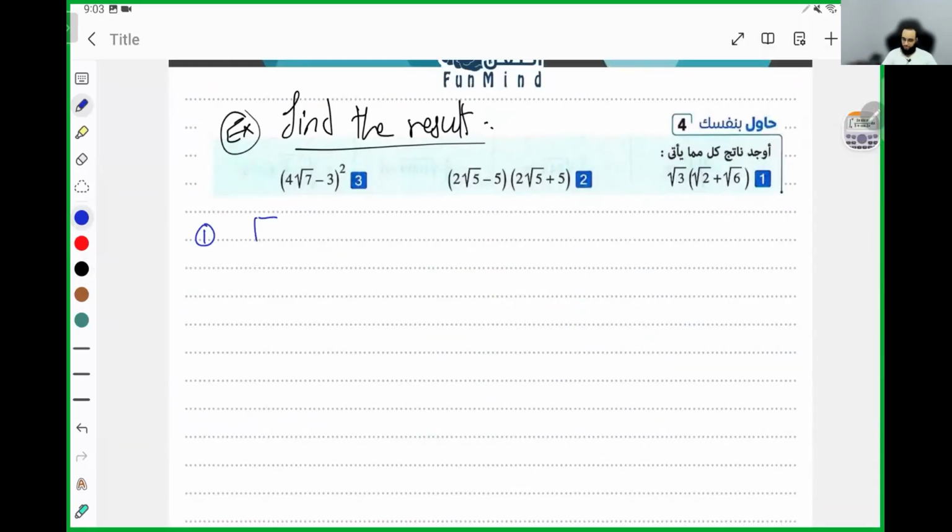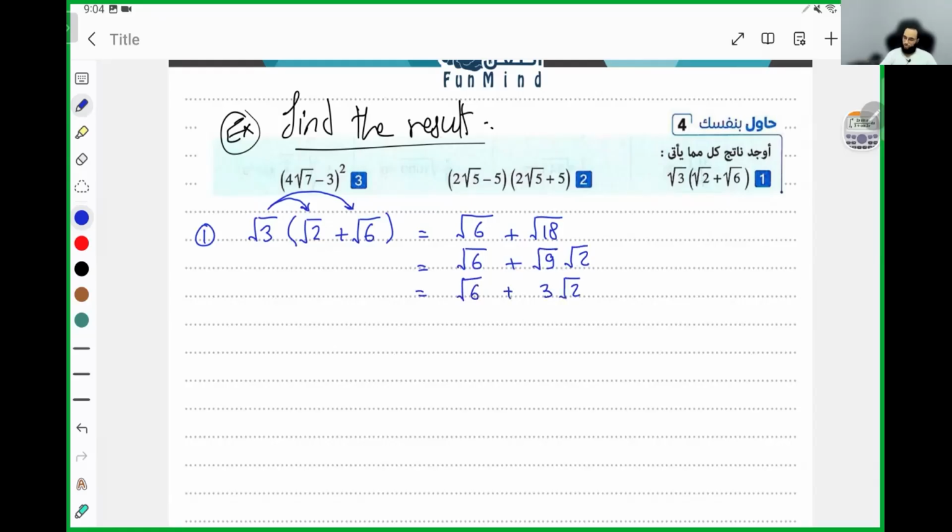Find the result: root 3 times (root 2 plus root 6). Root 3 times root 2, root 6. Root 3 times root 6, root 18. Root 18 is the same, and this is root 9 times root 2. This is the same, and this is 3 root 2. You can check it with the calculator, okay? Okay. Let's see the next.